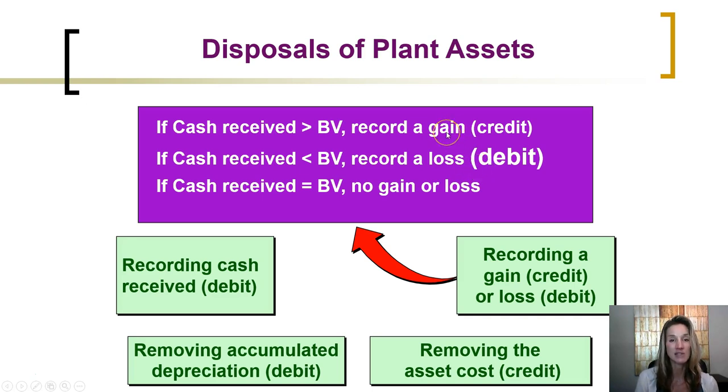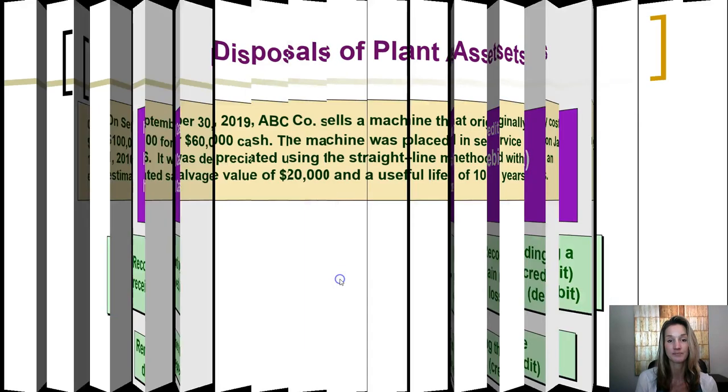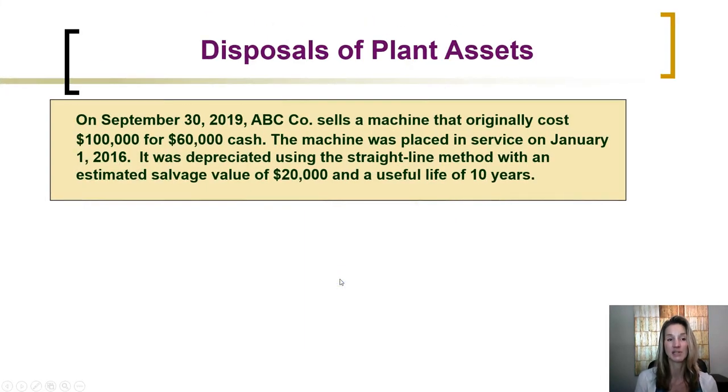So think of gains similar to revenues. They both have credit balances. And loss accounts are similar to expenses. They both have debit balances. If a company were to receive cash equal to the book value, then they had no gain or loss and there is none to record. So let's look at an example.